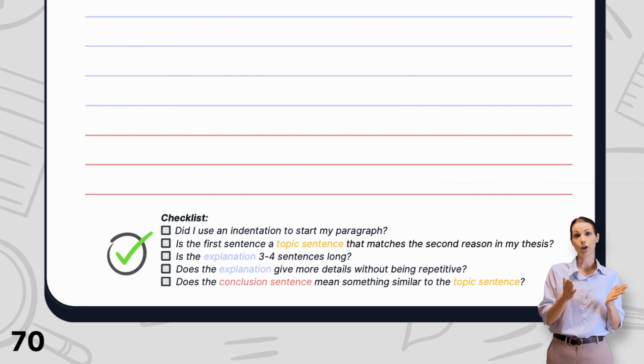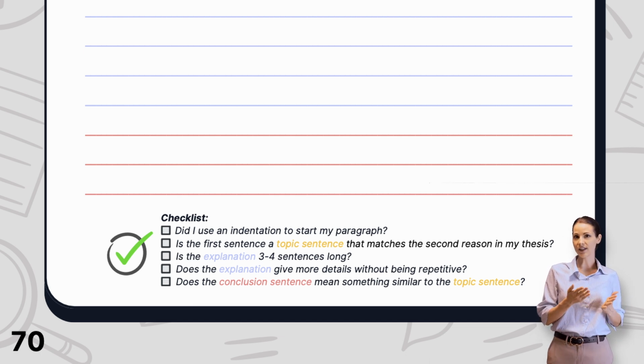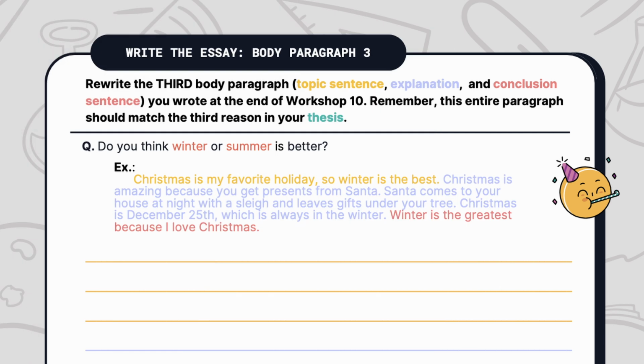Is the explanation 3 to 4 sentences long? Does the explanation give more details without being repetitive? Does the conclusion sentence mean something similar to the topic sentence? If you checked them all, move on to body paragraph 3. Write the essay, body paragraph 3.